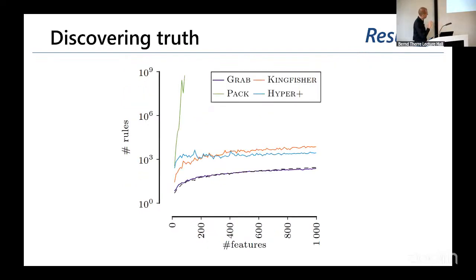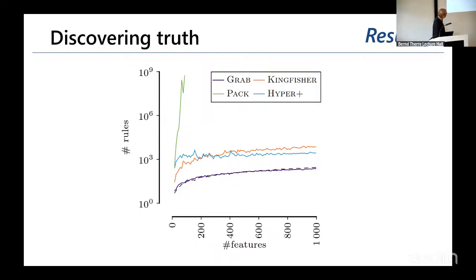Now here we have data in which we do plant patterns. We plant certain blocks, certain rules, and these are the number of rules that are being recovered. We see that Pack sort of shoots through the roof, which is basically what happens if you use a method for something it's really not meant to be doing; then it's not going to work well. Surprise, surprise. The others, Kingfisher and Hyper, you can see they find a few thousand rules. Now, Grab is over here.